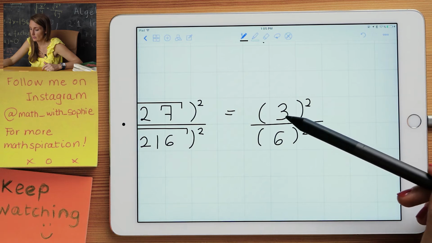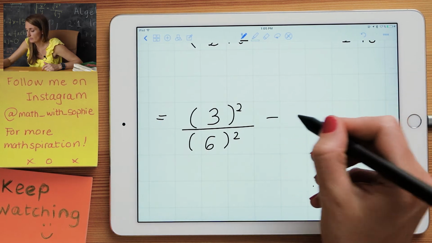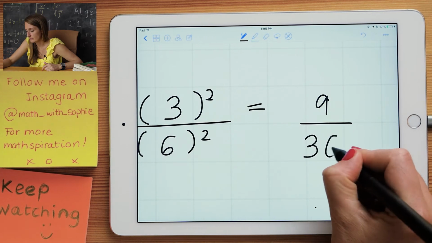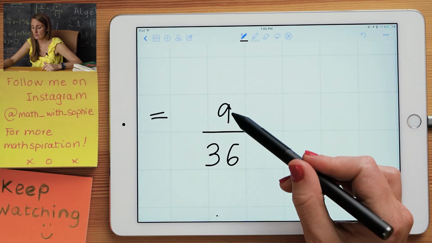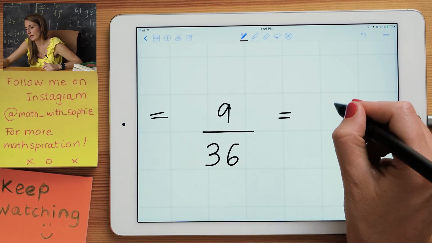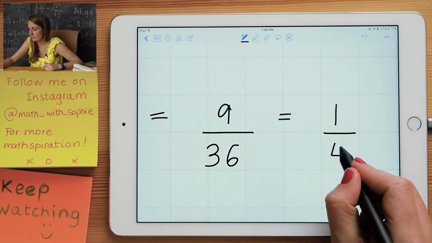Here I've got 3 squared, which is 9 because 3 times 3 is 9. And 6 squared is 36. You can simplify this fraction because both of these can be divided by 9. 9 divided by 9 is 1, and 36 divided by 9 is 4.